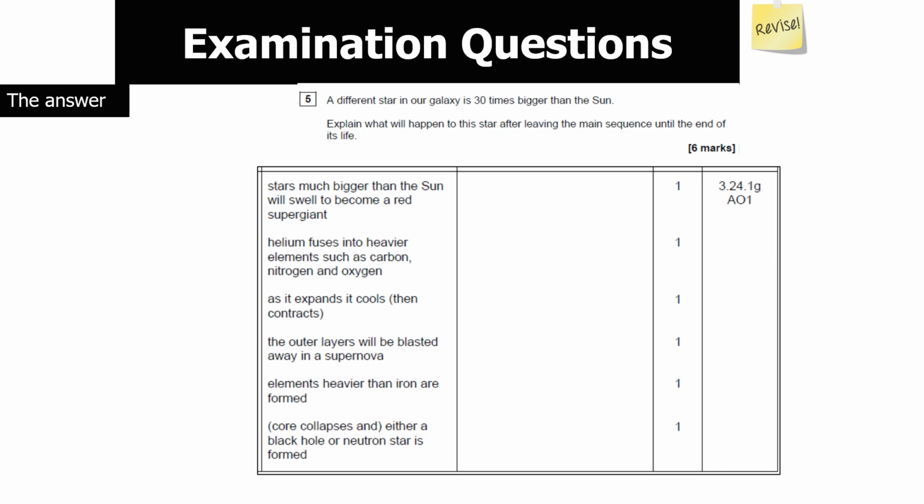Now eventually the outer layers, once you reach iron fusion, will be blasted away in a supernova. Now in a supernova, that's the only time an element heavier than iron will form. Okay, and then ultimately after the supernova, you get a new nebula, but the core will collapse into either a neutron star, a star made of just neutrons, or if it's a very large star, a black hole.